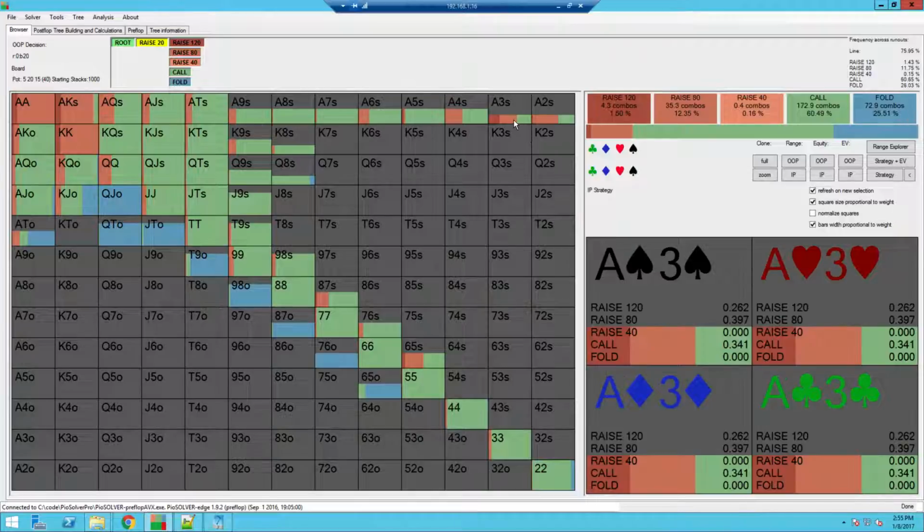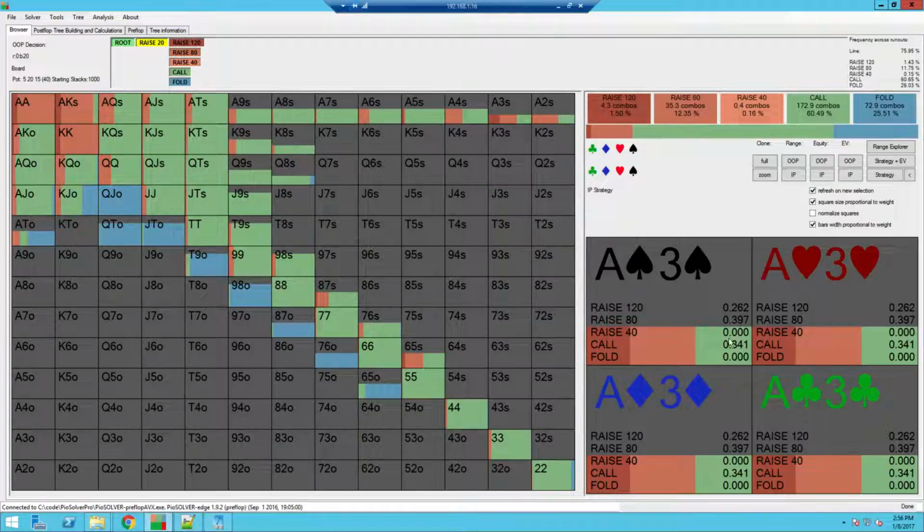And hopefully you've taken this video and moved it up to full screen, you can see this raise to 120 is slivered amongst various combinations that you'll do a sub-percentage of the time. So you can see over here with ace 3 suited, you're going to be raising to 120 with that exact holding about a quarter of the time, and then 40% of the time you're going to be raising to 80, or calling the remaining percent of the time.